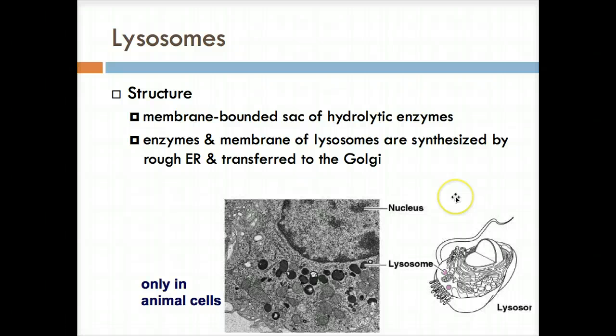The enzymes and membranes of the lysosomes are made by the rough ER and then eventually transferred to the Golgi. Again, remember from our previous slide, lysosomes are only found in animal cells, not in plant cells. And so these dark stained regions right here are some examples where you can see the actual lysosome in this electron microscope slide.